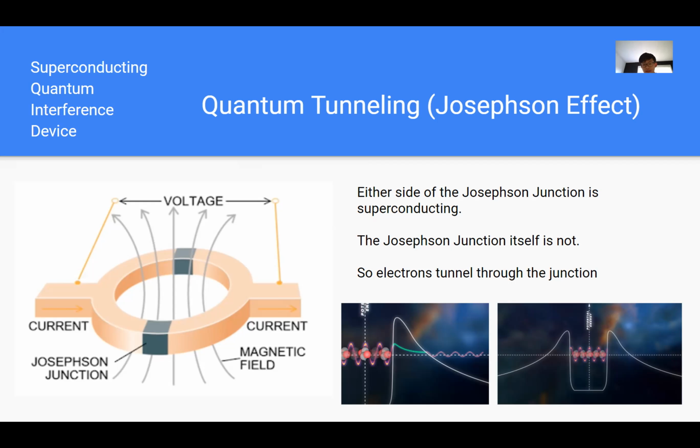The Josephson junction is not superconducting. So what this causes is that electrons have to tunnel through the junction. If you remember these two graphs about quantum tunneling, because we talked about matter waves by de Broglie, the electrons can tunnel through while losing some kinetic energy. And what this gives is a quantum effect.